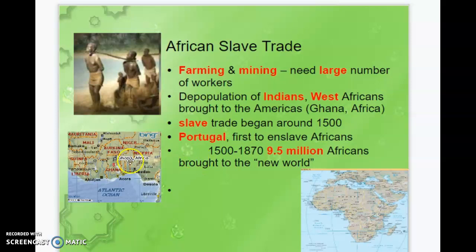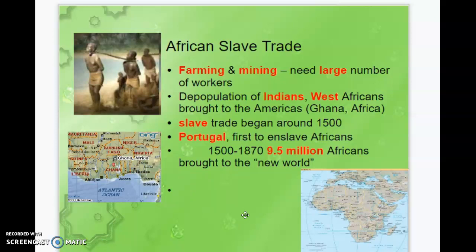If you look at this map right here, you can see the country of Ghana. So this is West Africa and Ghana is located right here. So Africans were being brought to the Americas from Ghana in West Africa. Most of the slaves did come from this particular area.